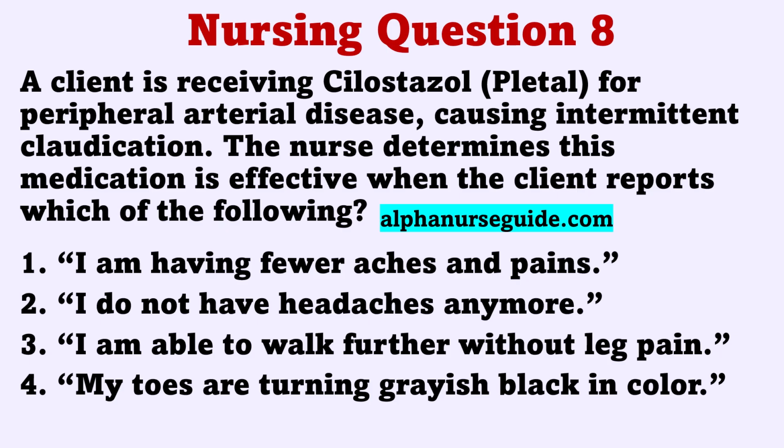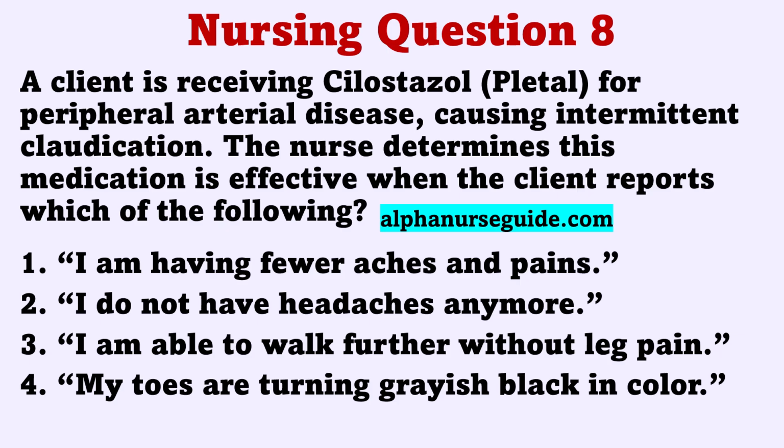Cilostazol is indicated for management of intermittent claudication. Symptoms usually improve within 2 to 4 weeks of therapy. Intermittent claudication prevents clients from walking for long periods of time. Cilostazol inhibits platelet aggregation induced by various stimuli, improving blood flow to the muscles and allowing the client to walk long distances without pain.